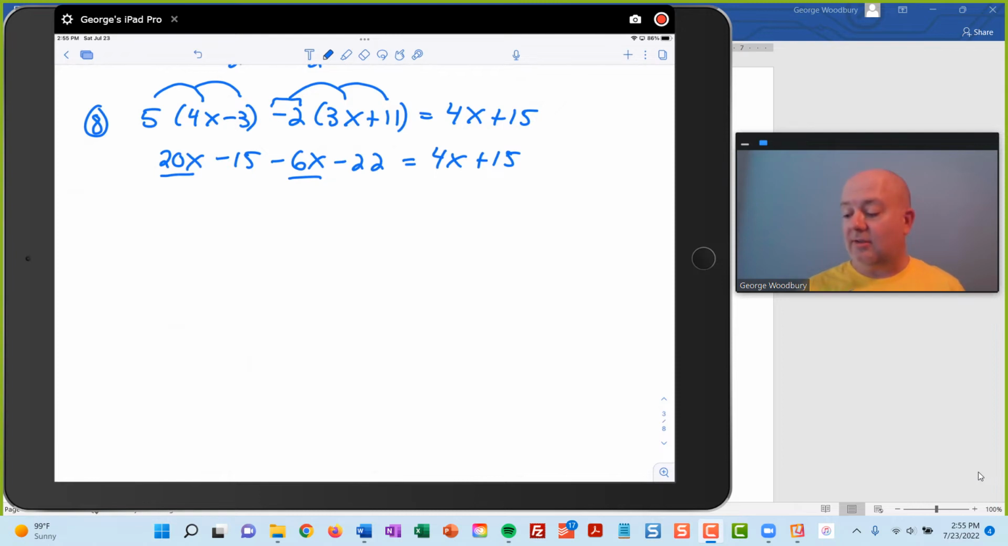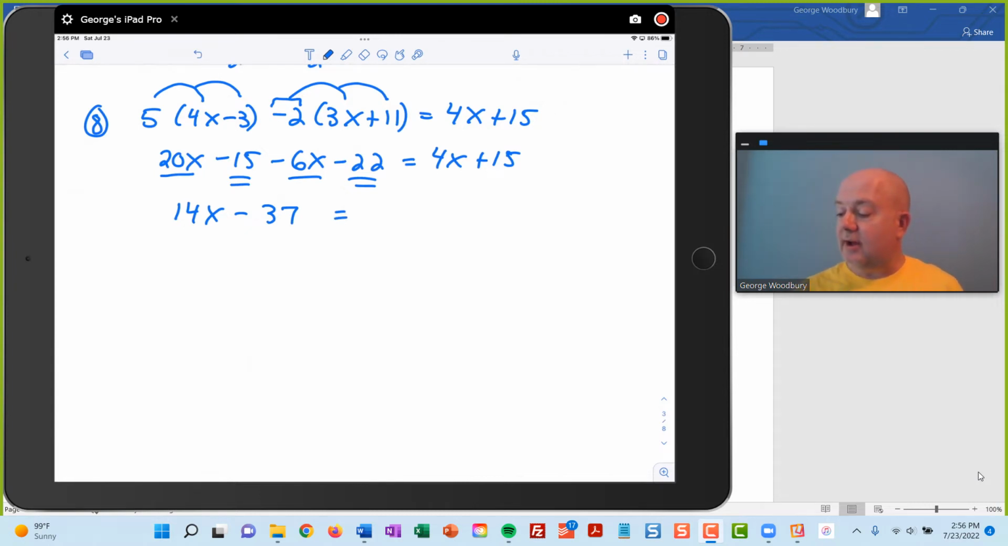20x minus 6x is 14x. I also have negative 15 and negative 22. Negative 15 minus 22, that is negative 37. Combining two negative terms, add the numbers, keep the sign. You can also do that on your calculator.